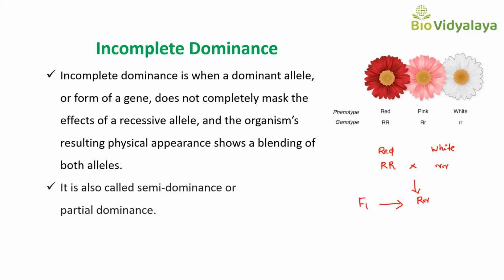Here the phenotype is red because the dominant trait, red color, will express. The dominant allele will mask the expression of the recessive allele. That's why we are getting a red color flower. But this concept is not true in the case of all plants. That is the variation from Mendel's principle.